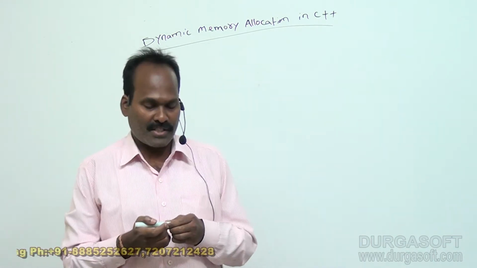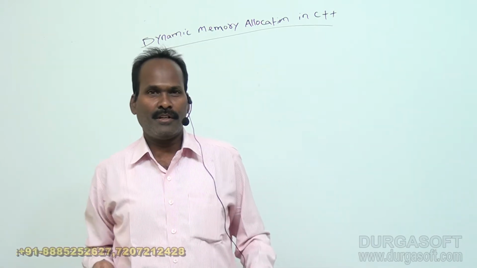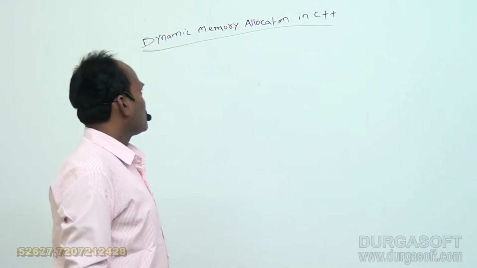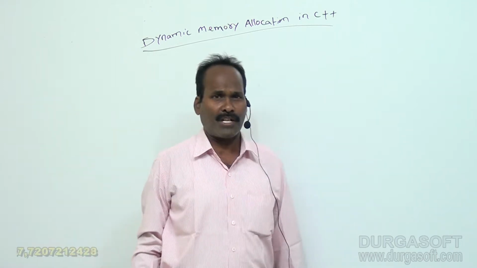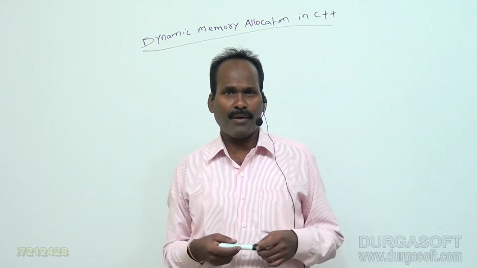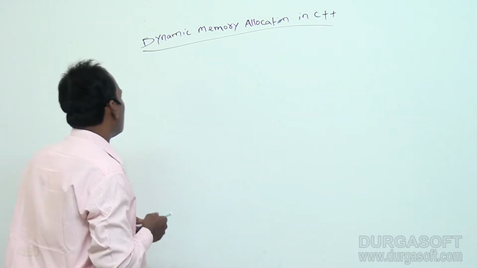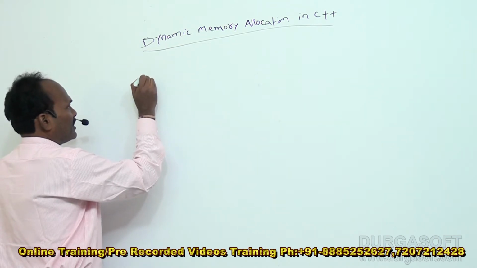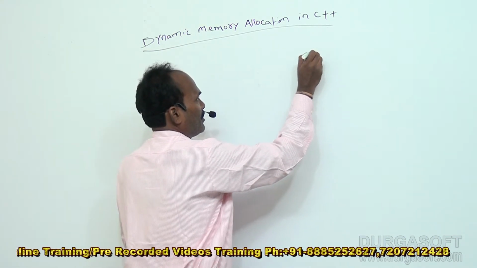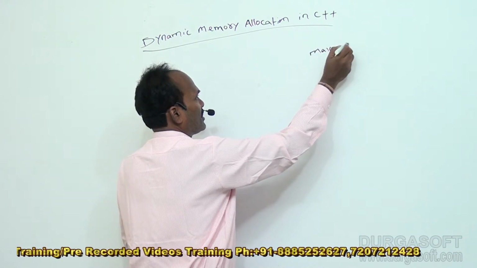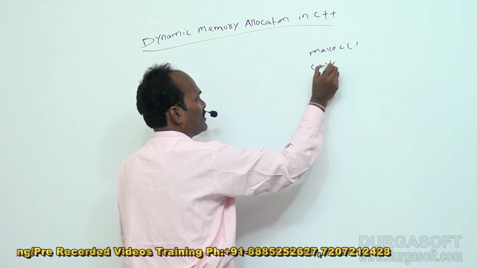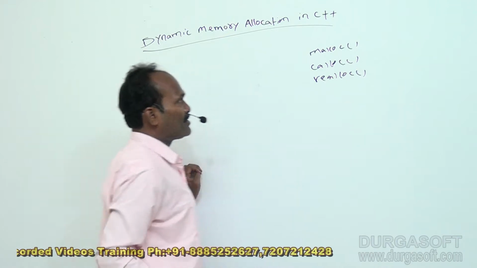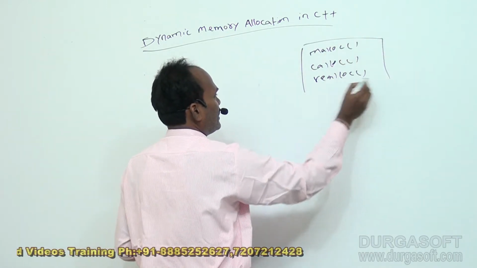So the next topic I will discuss is dynamic memory allocation in C++. In C language also we have discussed dynamic memory allocation. Dynamic memory allocation is a process of allocation of memory at the time of running of a program. Using three functions, malloc, calloc and realloc, we have implemented dynamic memory allocation in C language.